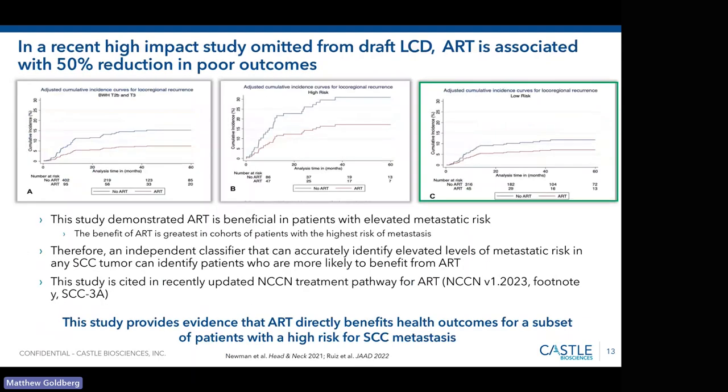One study that's not referenced or considered in the LCD, from Dr. Ruiz et al., demonstrates that ART is associated with a 50% reduction of poor outcomes in patients with a high risk of regional and distant metastasis. Now, this paper essentially demonstrates that adjuvant radiation therapy is beneficial in patients with elevated metastatic risk, as shown in the three Kaplan-Meier curves here on the slide. However, it also concluded that the benefit of ART is greatest in cohorts with the highest risk of metastasis, seen in the central Kaplan-Meier curve, and that there's need for improved risk stratification in the Kaplan-Meier curve on the right, which includes patients within the intended use population for DecisionDx-SCC.